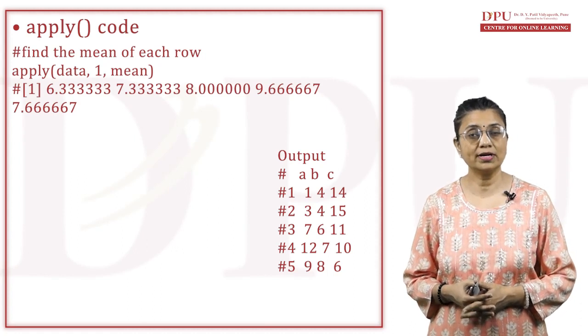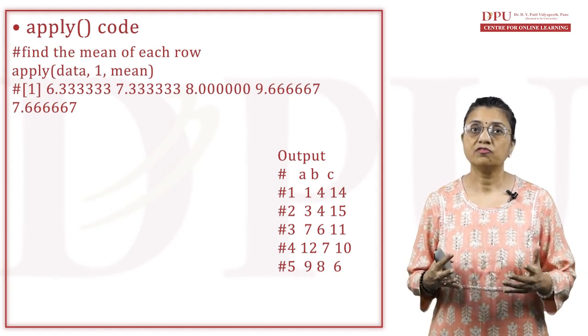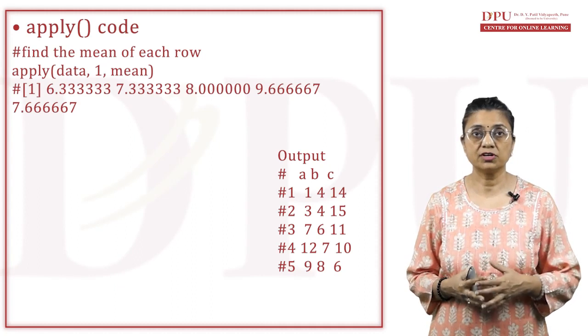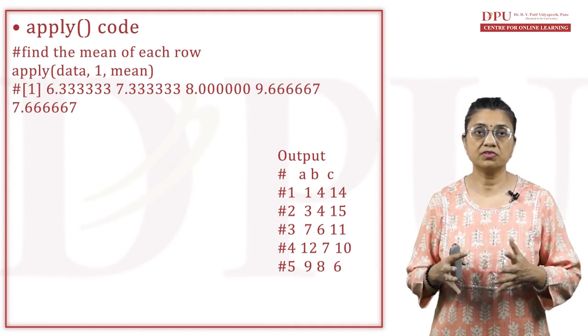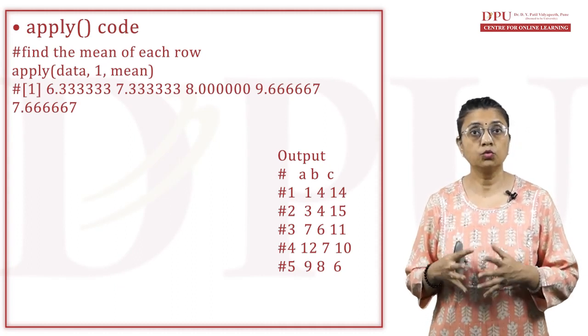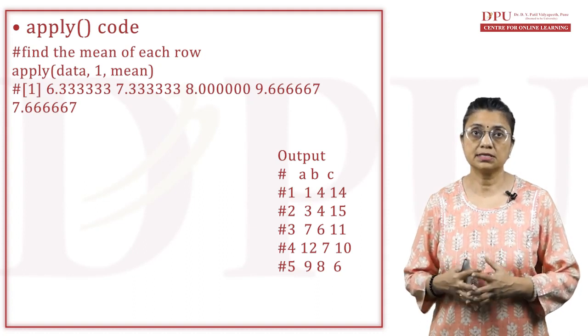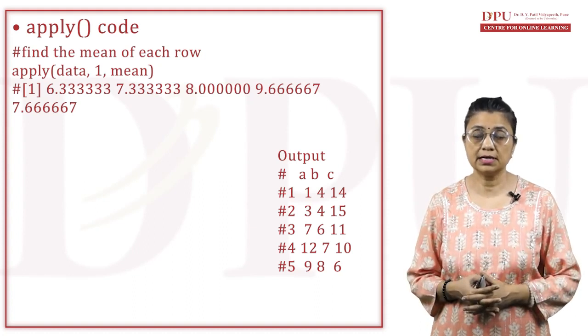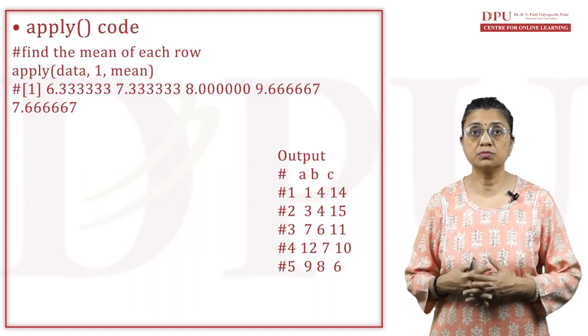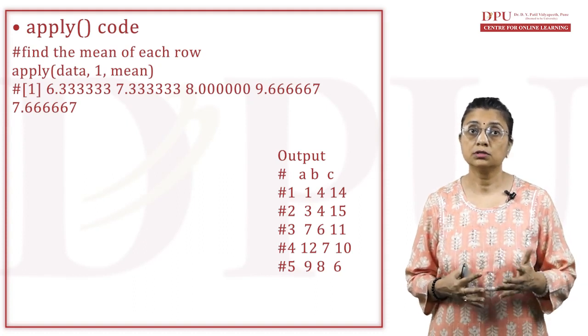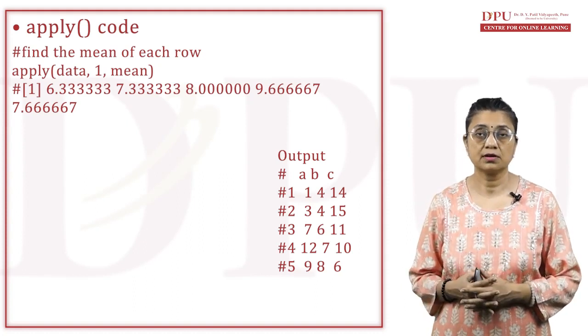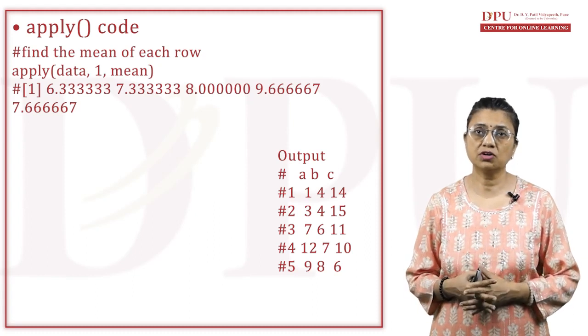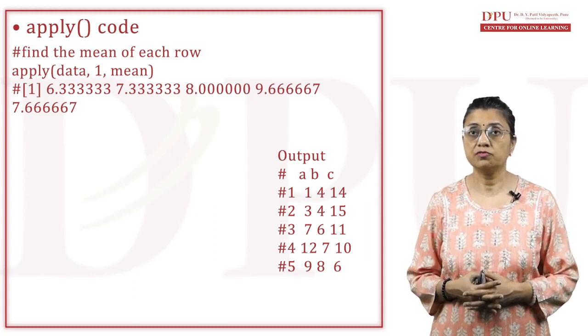So here we want to find out the sum of each column. We call the apply function. Within the function, we pass the variable data, comma 2, which means column, comma sum. So here A, B, C are the three variables and the summation of every column comes to 32, 29 and 56. You can take any of the columns and verify the answer if you have any doubts.